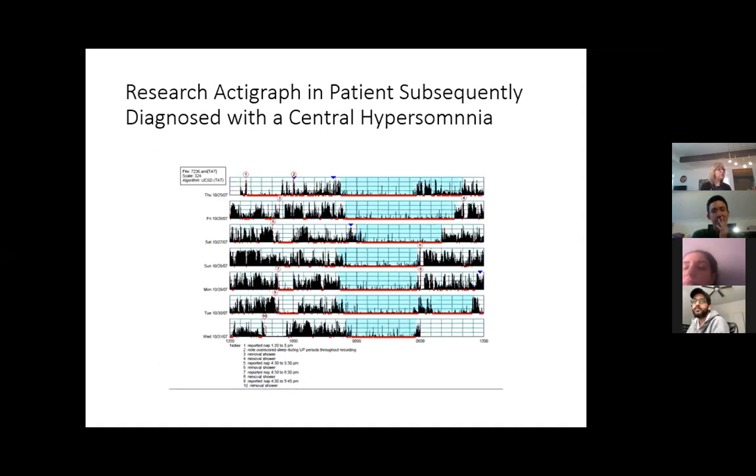This one is the opposite, where red is sleep and not red is waking. And this person had lots of complaints of being hypersomnolent and difficulty waking. This person was eventually diagnosed with idiopathic hypersomnia, but they were in this asthma study, and this actigraph actually led to supporting that diagnosis.